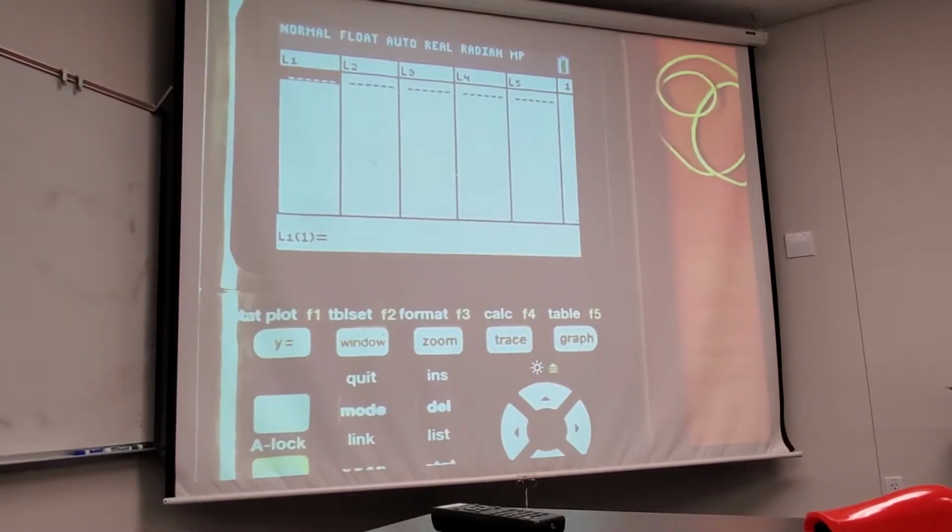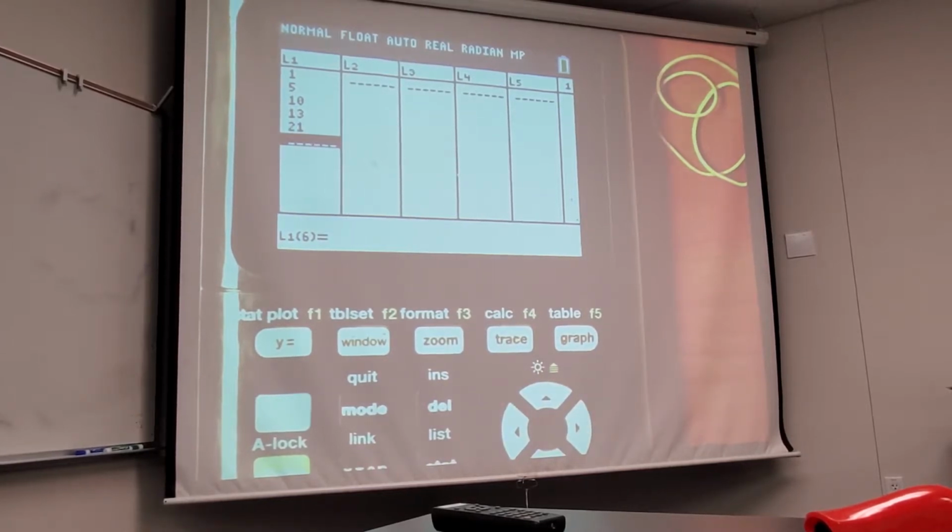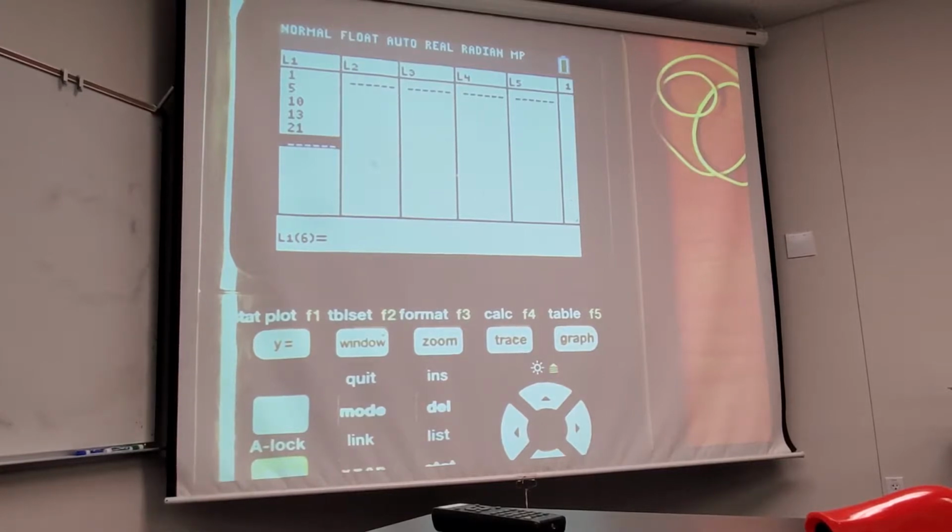Alright. So let's see what we got. 1, 5, 10, 13, 21. Did I put that in there right? I'm not going to show you again how to get these. This is L2, L3. L2 is L1 minus the mean. Does anybody want me to show you that again real quick? I will if you want me to. No, okay. What I want to show you, hit stat.